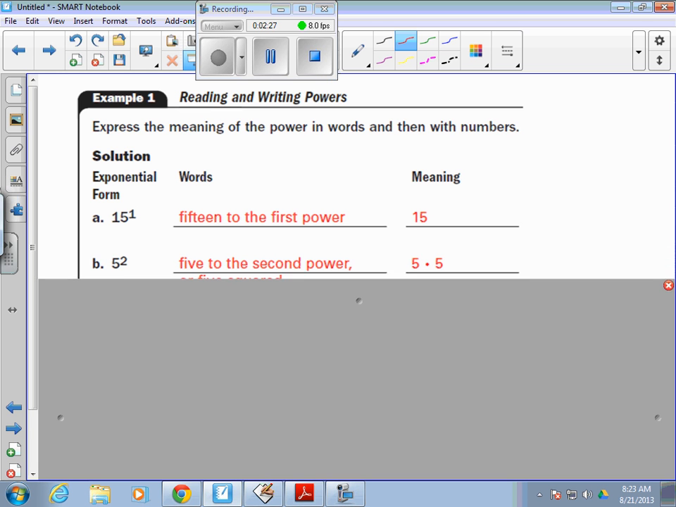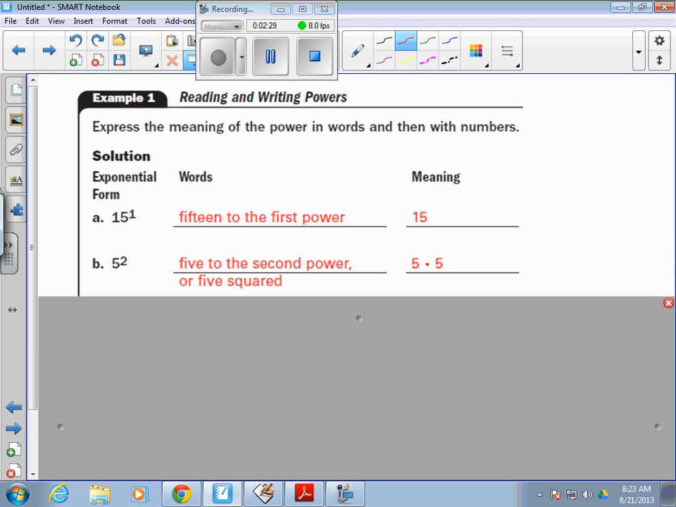B says 5 with an exponent of 2. You read that as 5 to the second power, or here's the shorter version, 5 squared. That 2 as an exponent can be written as 5 squared. The meaning is 5 times itself 2 times, 5 times 5. I mean by that, it's represented 2 times, whereas 15 was represented 1 time.